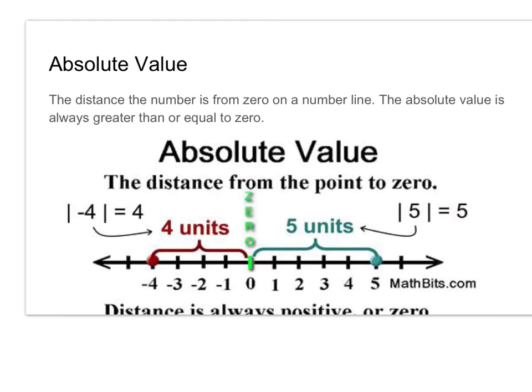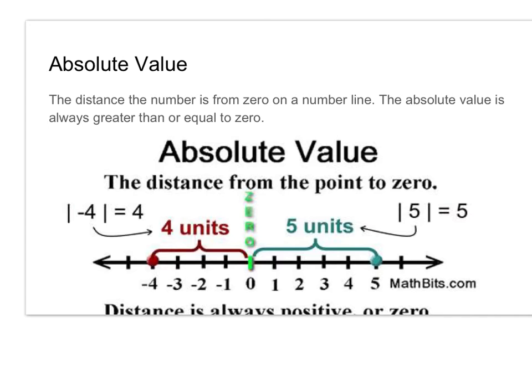So absolute value is the distance the number is from 0 on a number line. The absolute value is always greater than or equal to 0. So they want to know how many units the point that's graphed is from 0. It can be either in the negative direction or the positive direction. But your absolute value is never going to be negative because distance is always positive. If we think about a ruler, you don't see any negative numbers on a ruler. Distance is always positive or can equal 0.